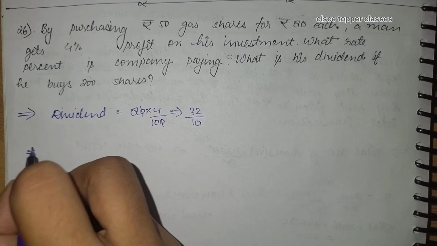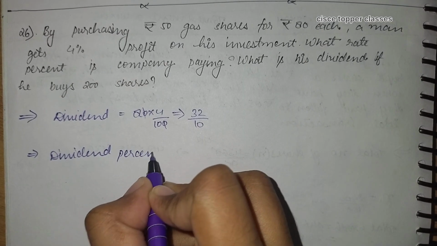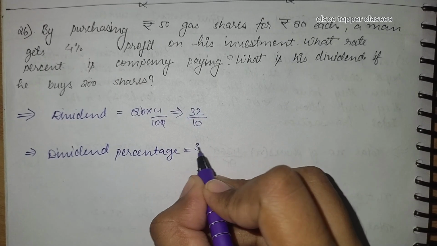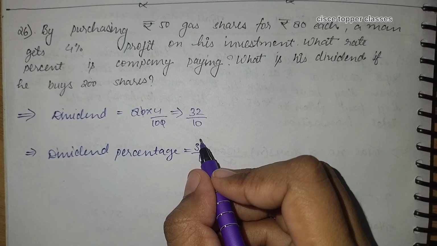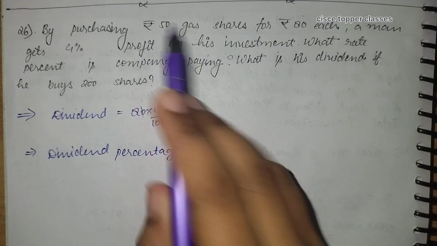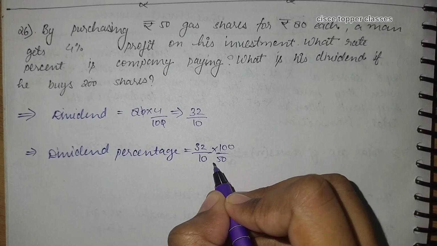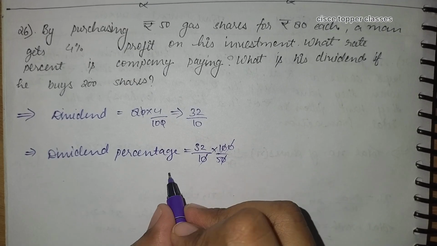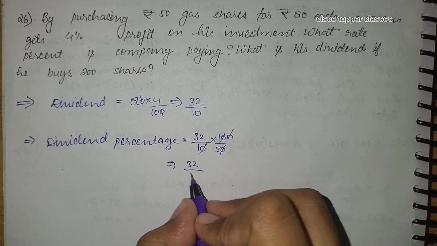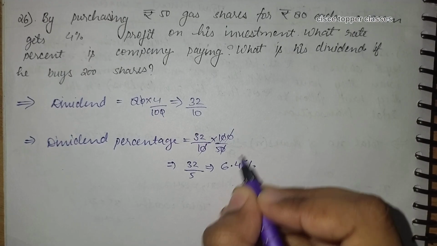And if we want to find the dividend percentage, we always find it on the nominal value, that is, percent of the nominal value, we write it as dividend. From that formula we get 32 by 10 as the dividend of one share, divided by the face value of one share, 50, and into 100. So the 0 will cancel out from here. Here we will get 32 by 5 on solving. So this will be 6.4% as the dividend percentage here.